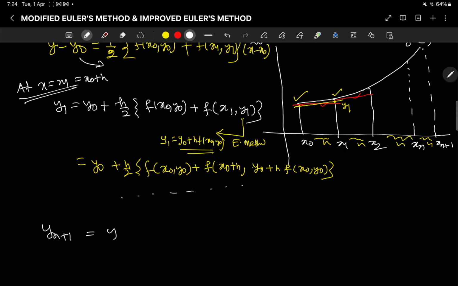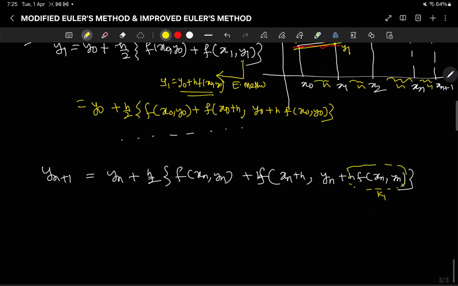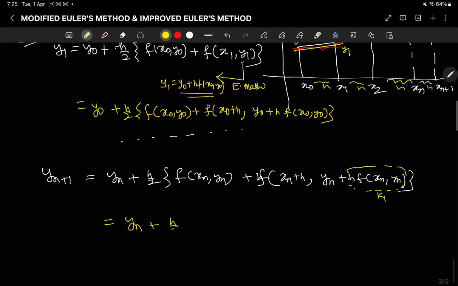yn plus h by 2 [f(xn, yn) plus f(xn plus h, yn plus h f(xn, yn))]. Now if I set this as k1, I can write it as yn plus h by 2 [f(xn, yn) plus f(xn plus h, yn plus k1)]. So I can write it now.